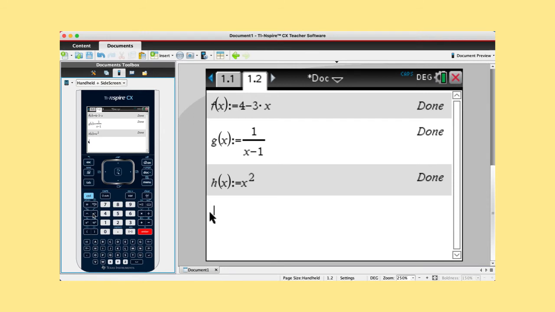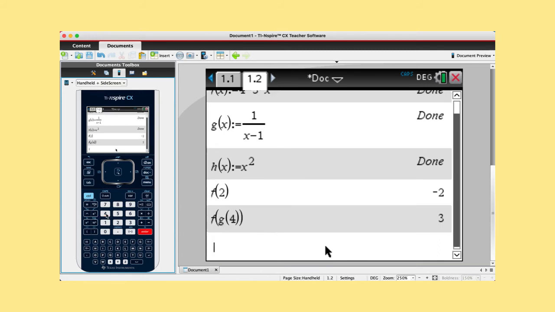Now we can answer our questions. So the first one was f of 2. So you just type in f, put your brackets, put 2 in, enter. So f of 2 is minus 2. The second one was f of g of 4. So f of g of 4, enter. So f of g of 4 is 3.